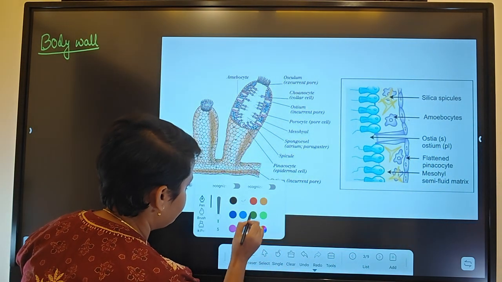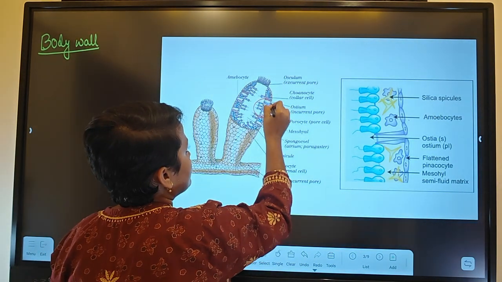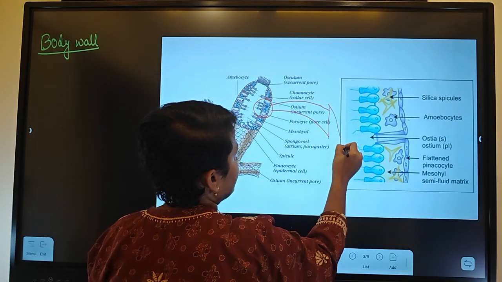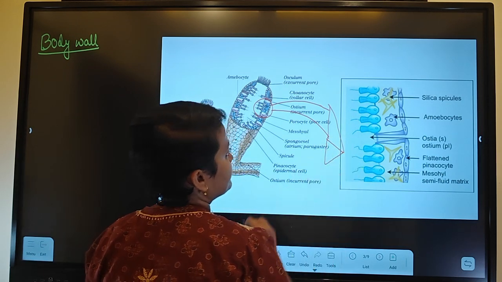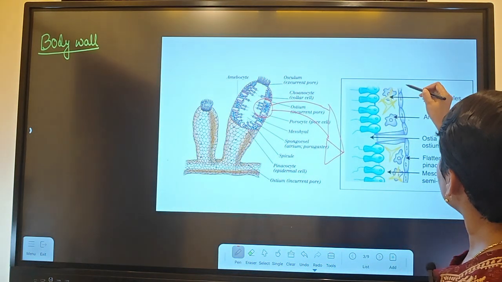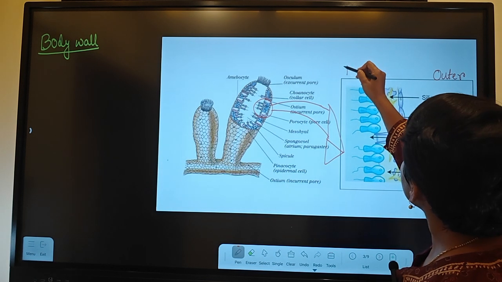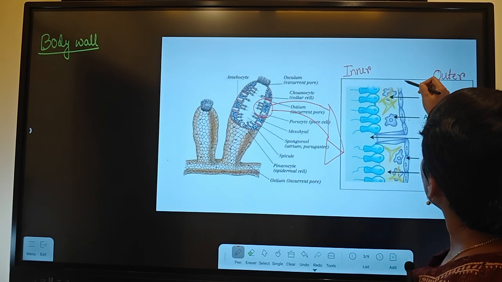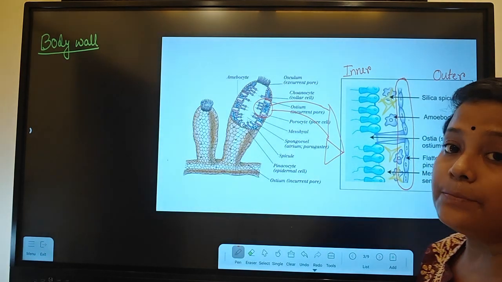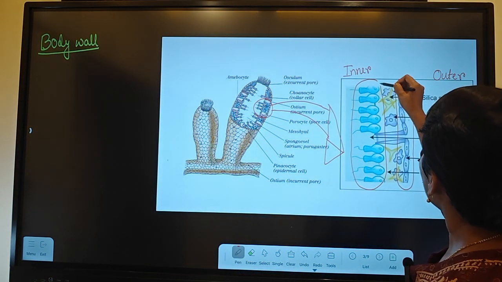So here we have to zoom in to the body wall, or enlarge the picture. Now we can see here there are two body wall layers. This is the outer side, and this is inner. On the outer side there will be a layer. This layer is called pinacoderm, and the inner layer will be called choanoderm.